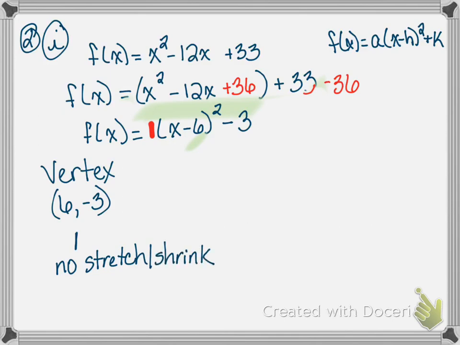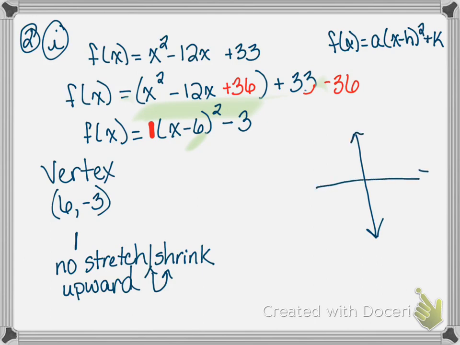Okay? This opens upward because our a value is positive. So that 1 is positive. That means it opens upward, and so it's going to look like this right here. So now we are going to sketch our graph. Our vertex is positive 6, negative 3, so it's going to be about right here. And it's going up. So it's going to look something similar to this.